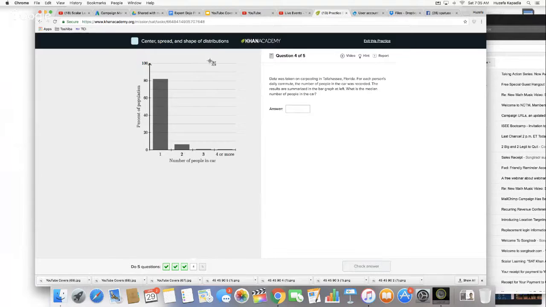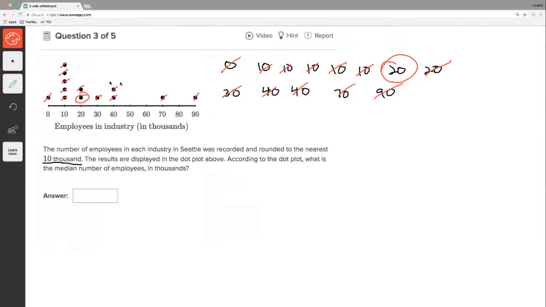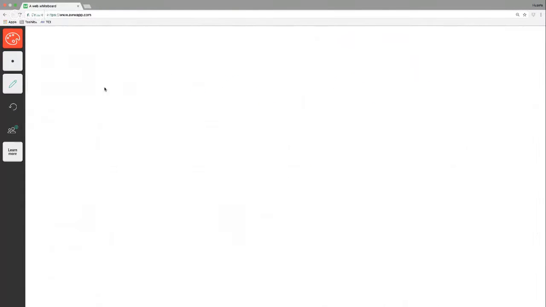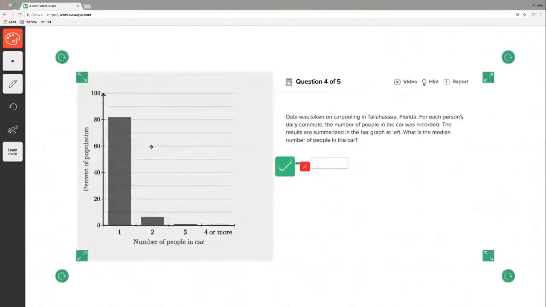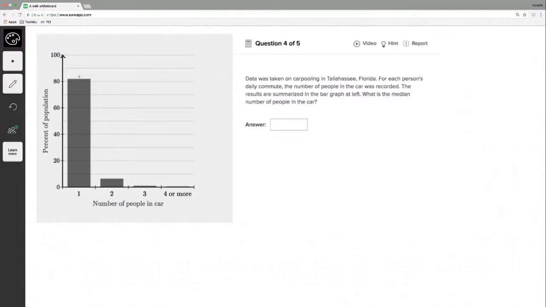Question number 4. It says, let me copy this. All right. Data was taken on carpooling in Tallahassee, Florida. For each person's daily commute, the number of people in the car was recorded. The results are summarized in the bar graph at left. What is the median number of people in the car?